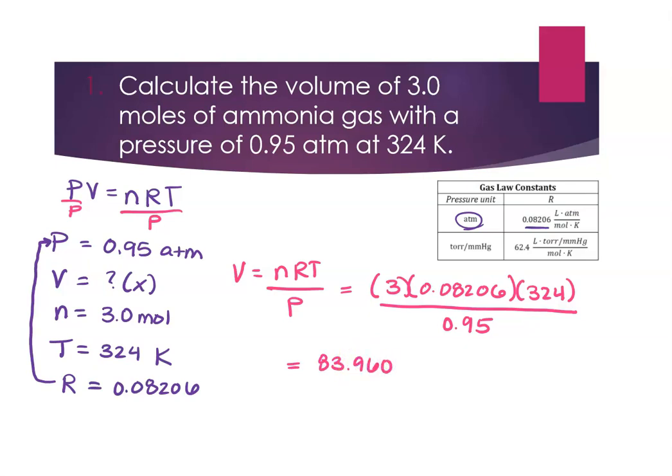And then we need to put this into significant figures. So 3.0 is 2 sig figs, 0.95 is 2 sig figs, 324 is 3 sig figs, so the least number of sig figs here is 2. So my answer will be in 2 sig figs, meaning that my volume will be 84 liters.